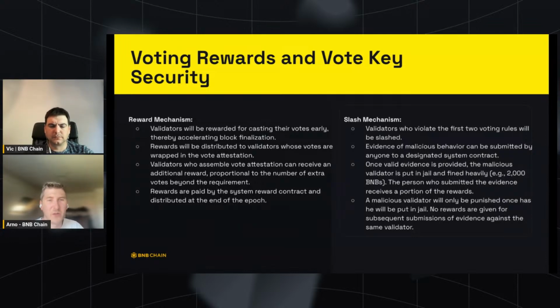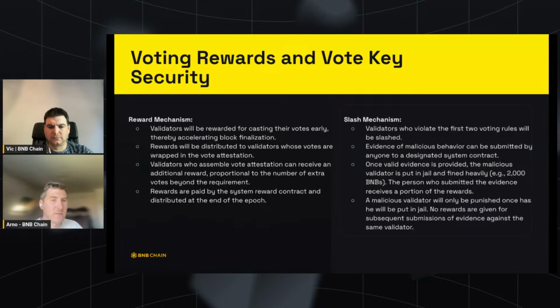Then, of course, if they are not working as expected of the rules, they are potentially being slashed as well. So if they're violating the first 2 rules, then there are repercussions. For example, in case of a breach, everyone, like you, me, or another validator, can push proof that something has not been performed correctly, and then the validator will be slashed and put in jail. It will be slashed up to the amount of the self stake, which is currently set at 2000 BNB, and then automatically put in jail as well.